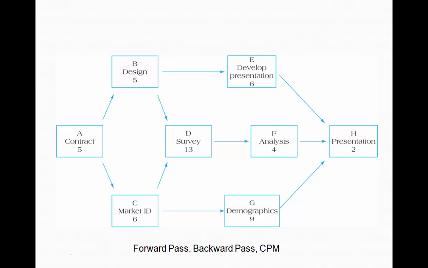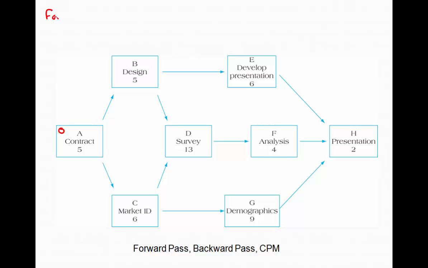Again, this is the same network diagram we've been working with, and here we're going to start with a forward pass, and I'll show you how you could do that. Any project must always start at time equals 0, so the first activity has an early start of time equals 0. Now let's start off with our forward pass. Based on the rules we've discussed, as we conduct our forward pass, we're identifying two pieces of information for each activity.